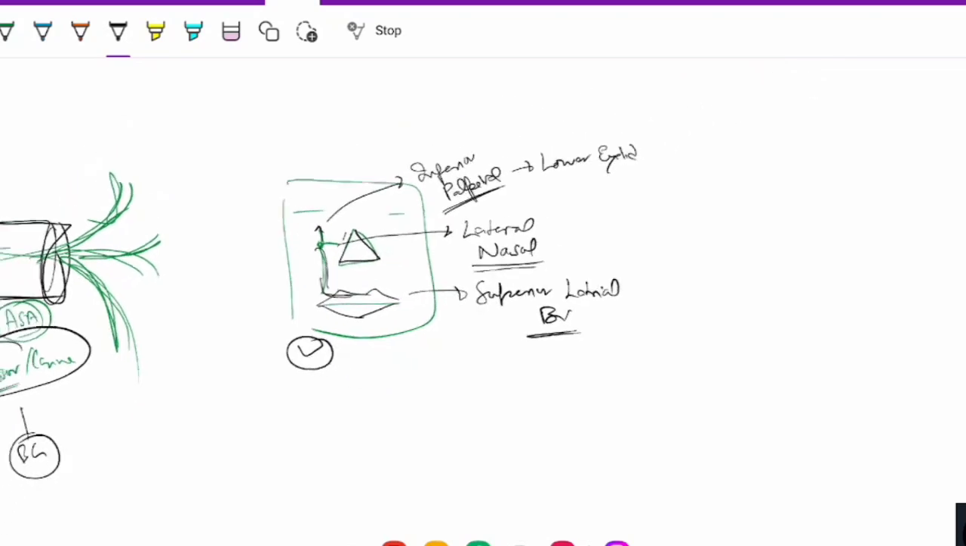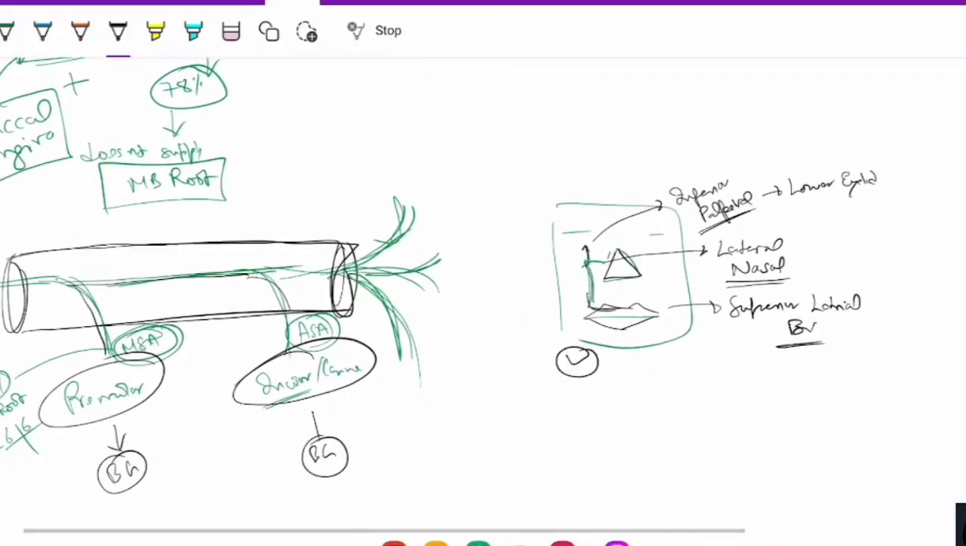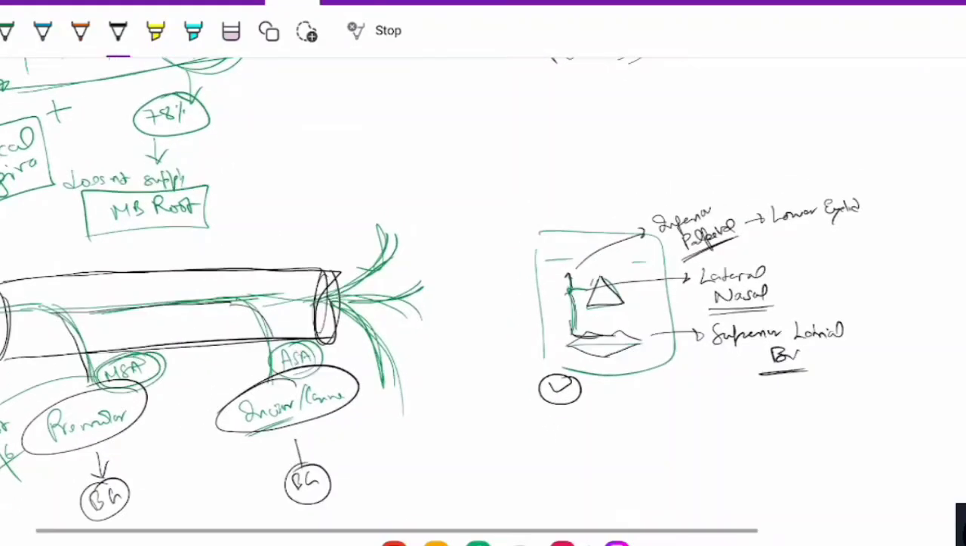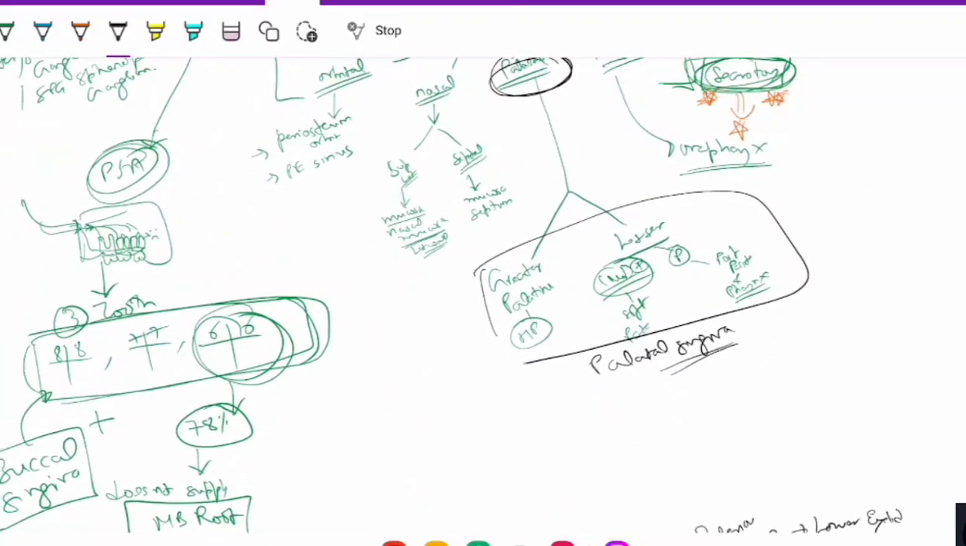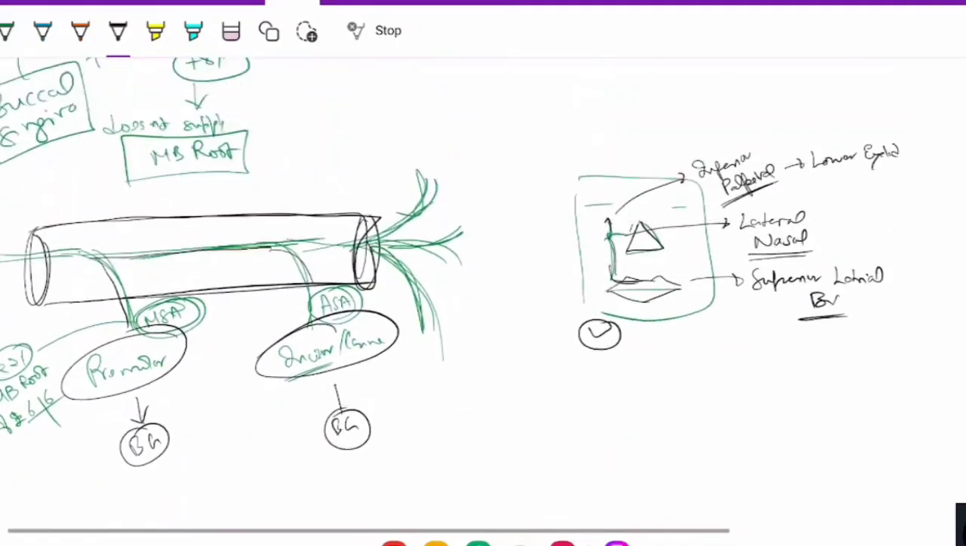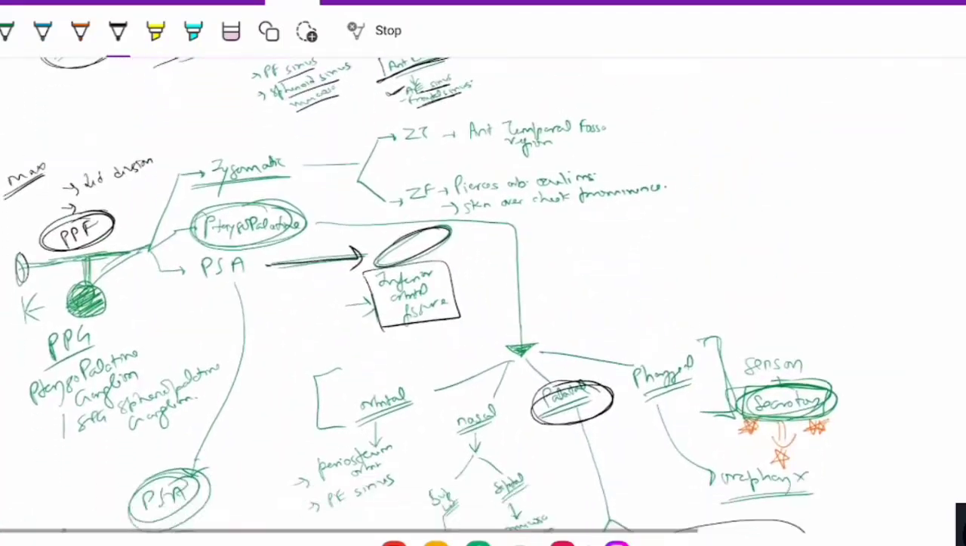And this covers your maxillary division.